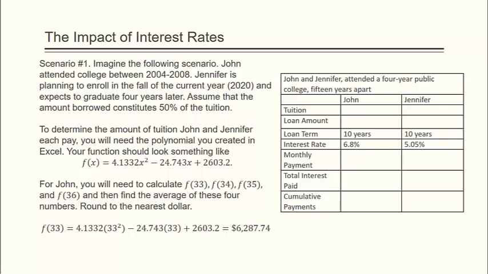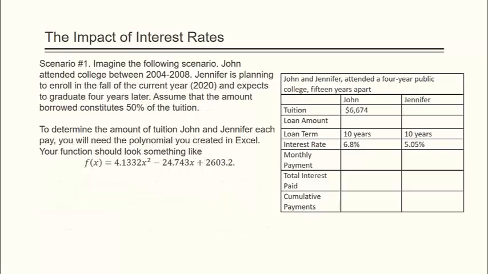And then you're going to do the same thing for f of 34, f of 35, f of 36, and average those four numbers together, and that's going to give you the amount of tuition that we assume that John paid. Okay, so just to make sure you're on the right track, for John, you should get around $6,674.